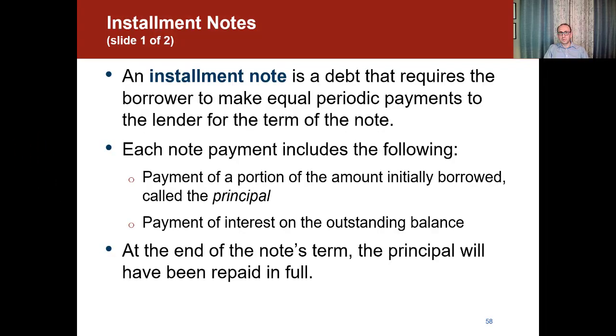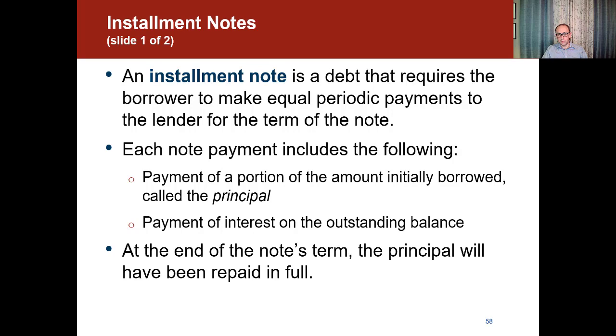In this video, I'm going to be talking about installment notes. An installment note is a debt that requires the borrower to make equal periodic payments to the lender for the term of the note. Very similar to mortgage payments or car payments, where you buy a car and then you make a payment over a period of, let's say, 3 years or 4 years, whatever the length of this payment.